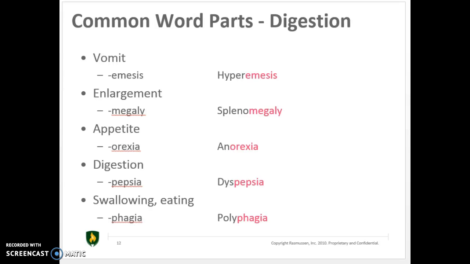There are quite a few suffixes that pertain to this chapter as well. We have hyperemesis, splenomegaly, anorexia, dyspepsia, and polyphagia.